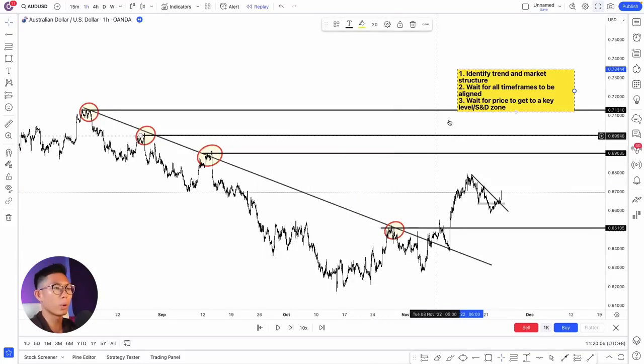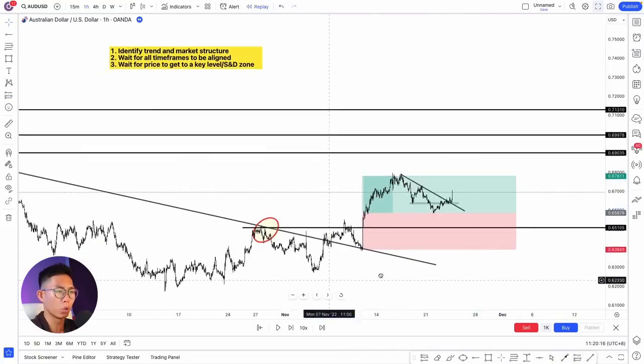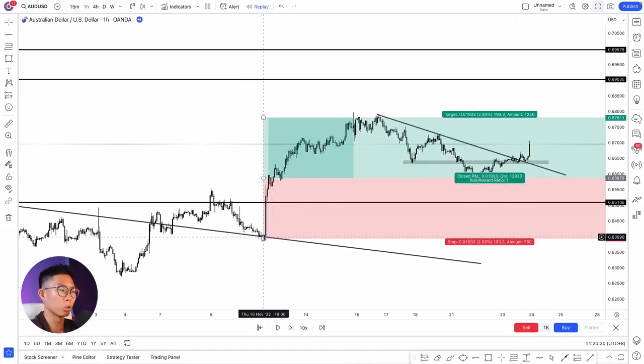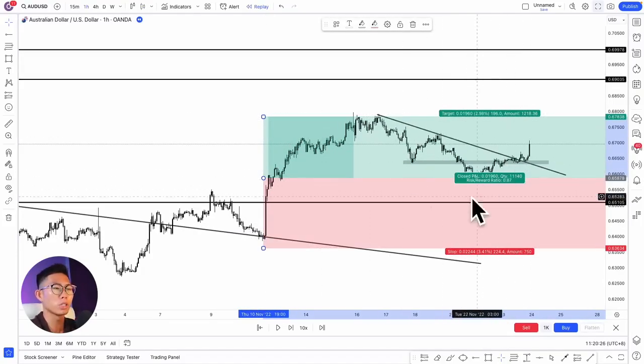The reason why you want to wait for price to get to a key level is because the last thing you want to do is trade when price is in the middle of nowhere. Let's say you enter for a buy somewhere right around here. Your stop loss must be below the last higher low, which is right here, and your take profit could be at the next key level, somewhere right around here. You can see the risk to reward ratio is just not worth it, guys.